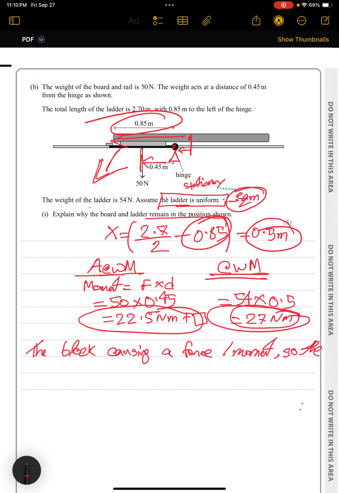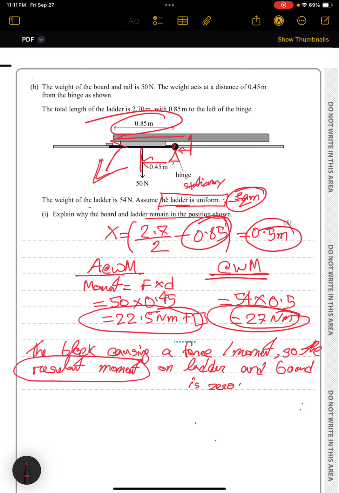So the resultant moment on the ladder and board is 0. We all know the resultant moment is 0. That is the main reason why the ladder is uniform.